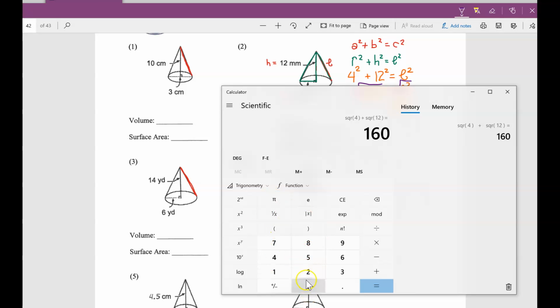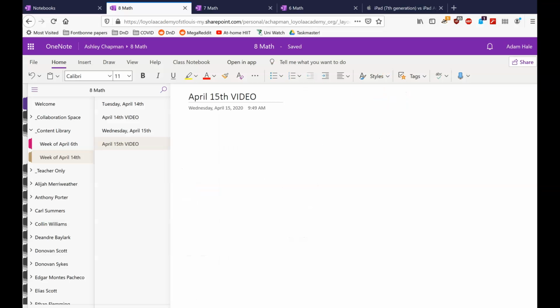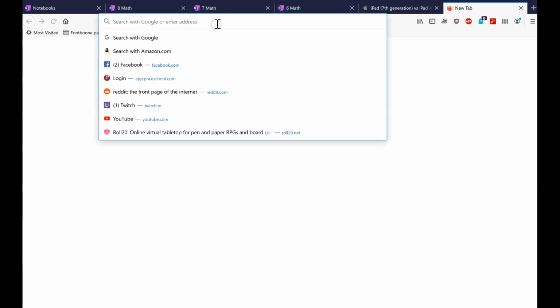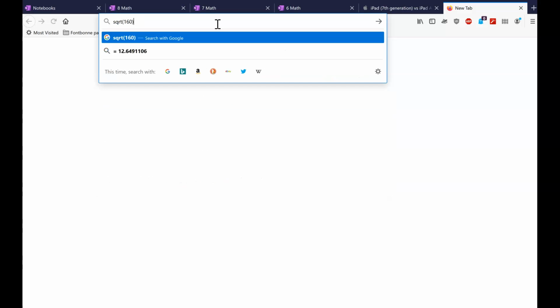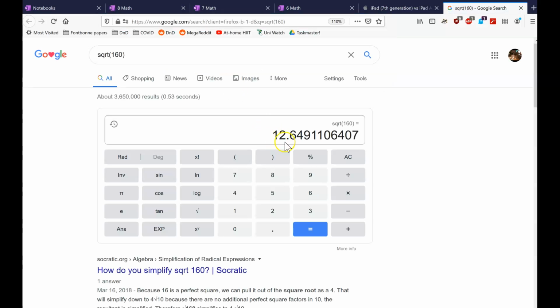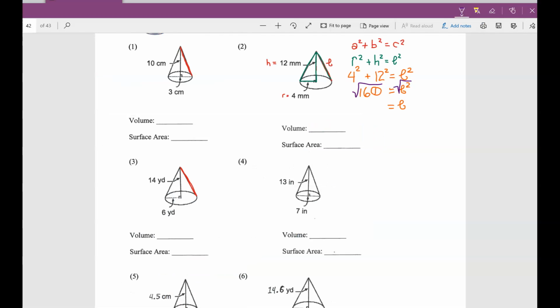It doesn't appear to have a square root symbol on this particular calculator. How odd. So let's remember 160, and let's go here. SQRT parentheses 160 parentheses. In Google, it'll always give you the square root. It's 12.64911, blah, blah, blah. Let's just round this off to 12.6. So we're going to say that our slant is equal to 12.6.